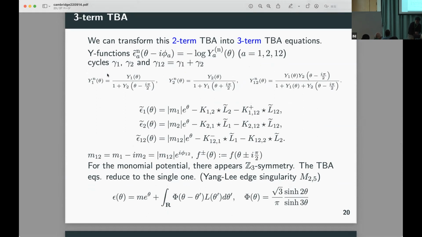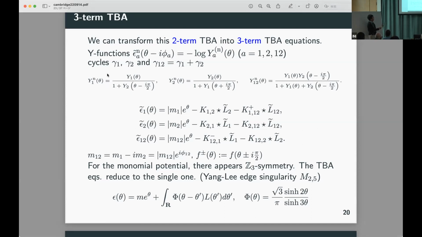So for the cubic potential, it turns out we need to introduce three Y functions corresponding to the original WKB cycle, and in addition the composite WKB cycle. So this can be constructed, and they satisfy this three-term TBA equation. This happens under special cases.